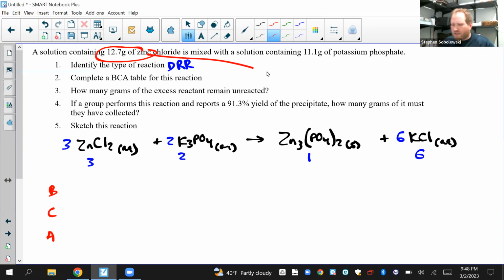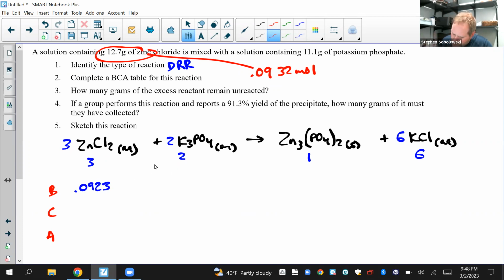So zinc chloride, zinc is 65.39, one of those, plus 2 times 35.45, 136.29 is the molar mass. So 12.7 over that gives me 0.0932 moles. 0.0923 moles. Now in the BCA table, I'm not going to write the units in because the units are always moles.